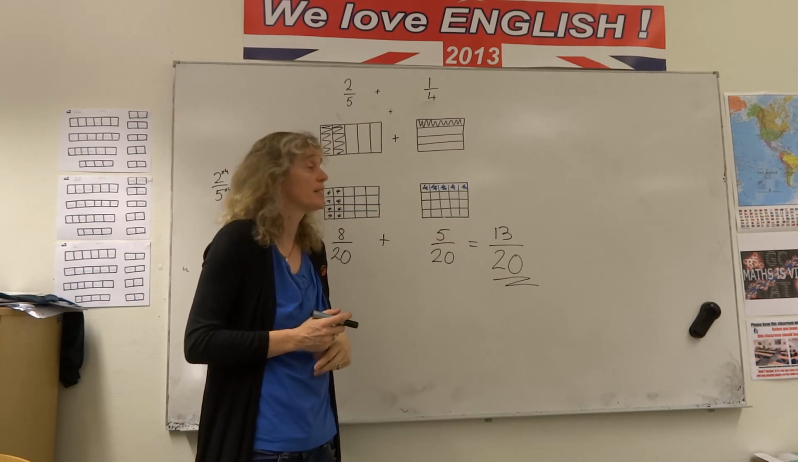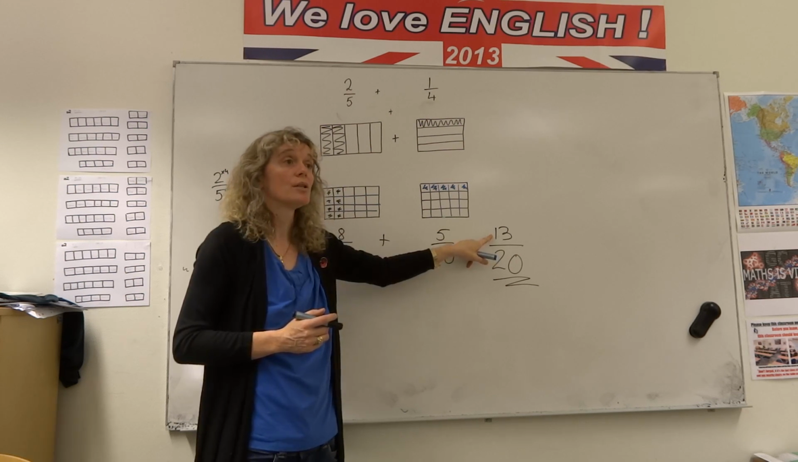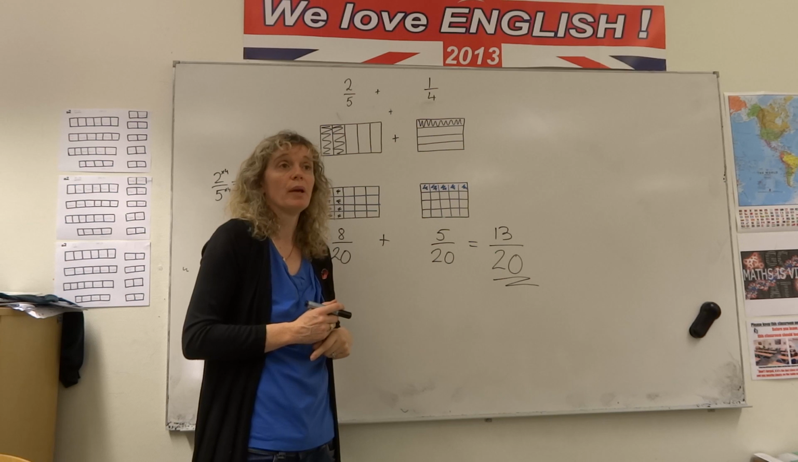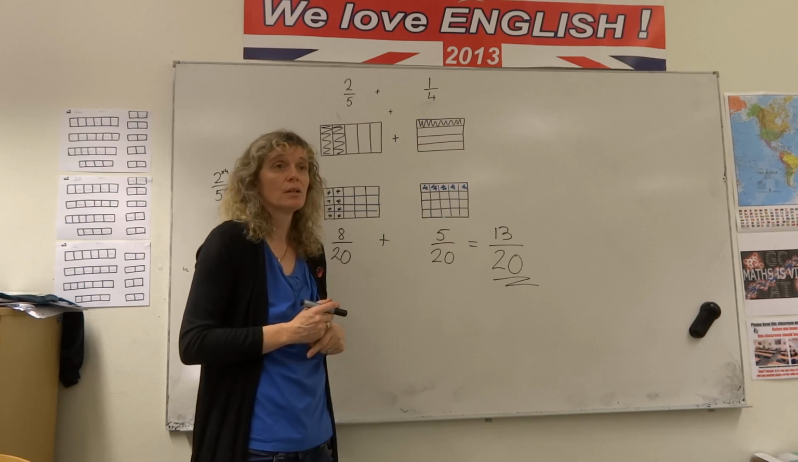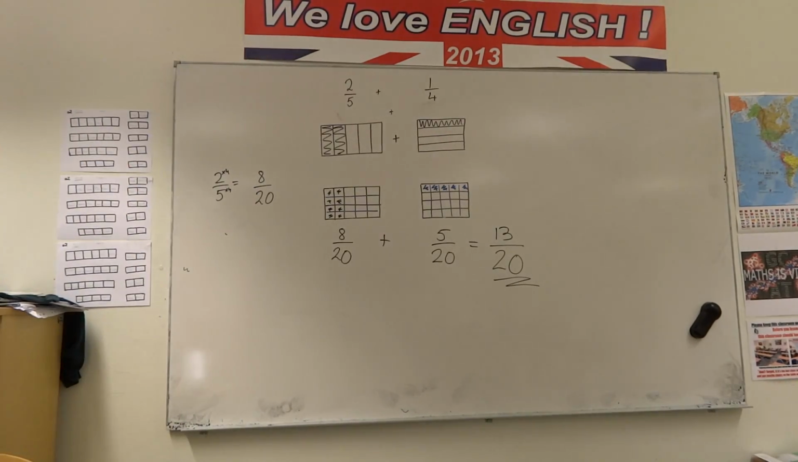Can I simplify this anymore? Well, 13 is a prime number, so no, I can't. So in fraction form, it would be 13 20ths.